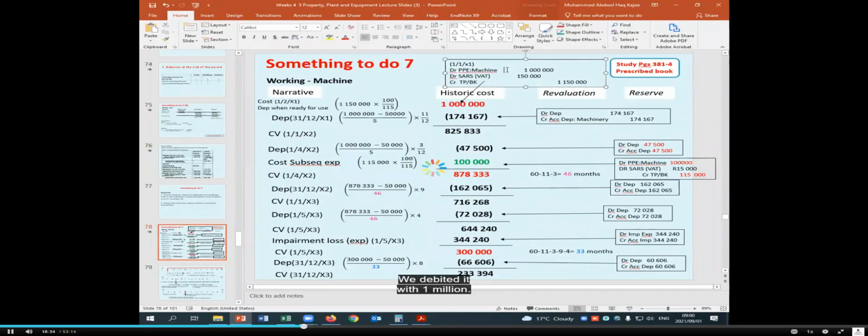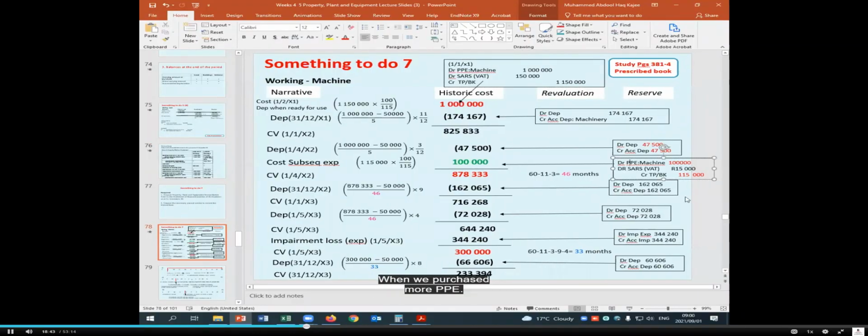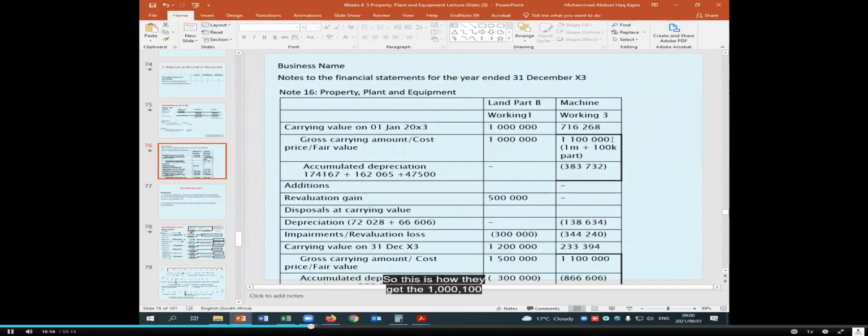We debited it with 1 million. Right. When else did we debit it? When we purchased more PPE. Was there any other time we debited property, plant, and equipment? No other time. So the gross carrying amount is going to be 1 million plus 100,000. Okay. So this is how they get the 1,100,000. It's the 1 million plus the 100,000.